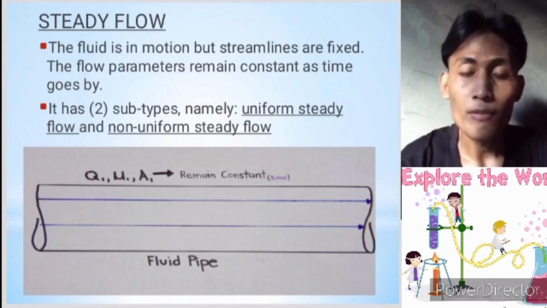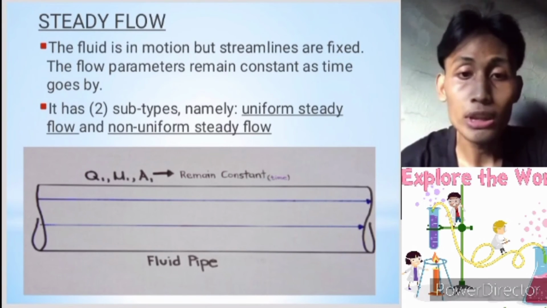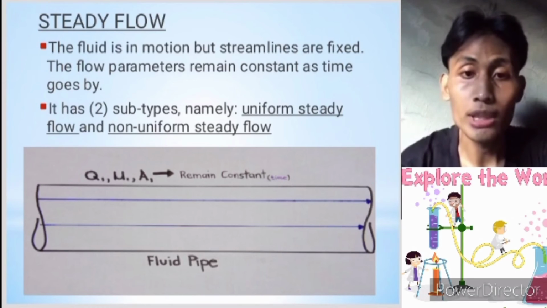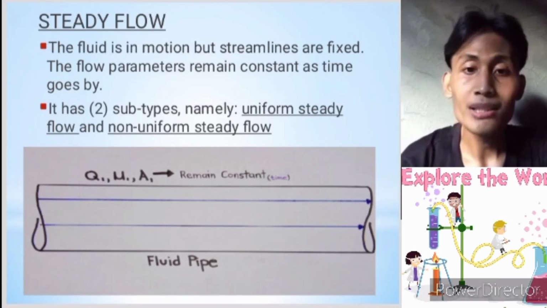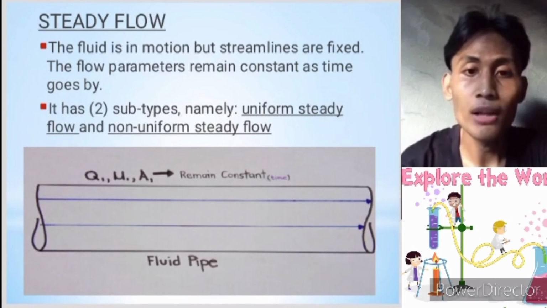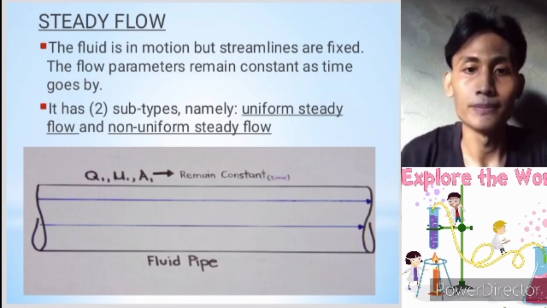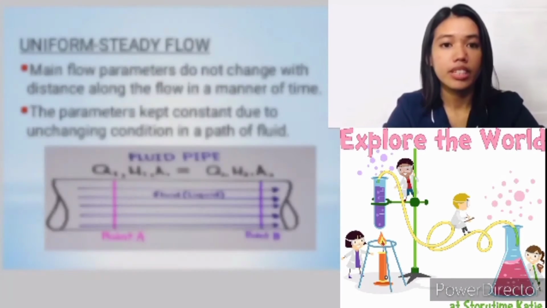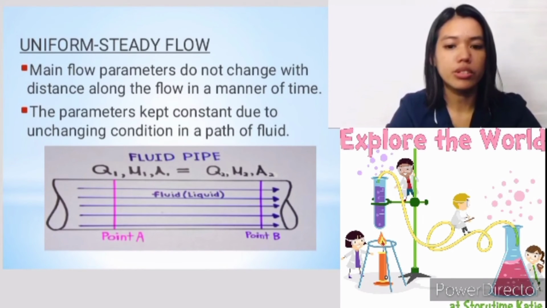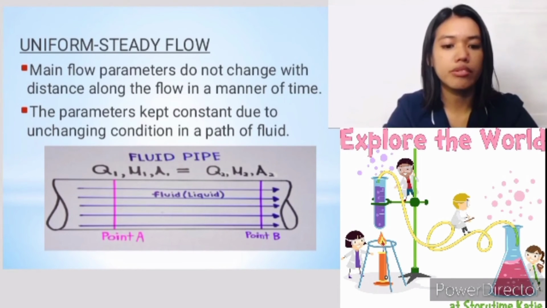Kasi nga po, yung discharge or yung Q or yung velocity or yung U at ang cross-sectional area nito or yung A ay nagiging remains constant lang po. So, once na may naapektuhan, kahit isang factor lamang dyan, maaapektuhan din po yung whole status ng flow nito sa fluid pipe. There are two subtypes of steady flow. The first type is the uniform steady flow.